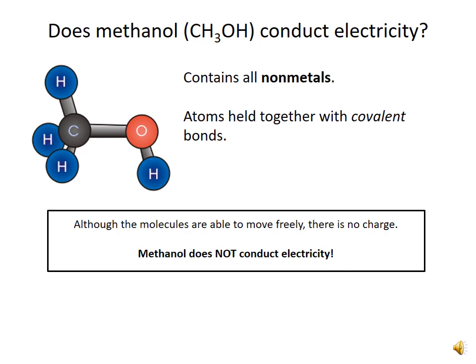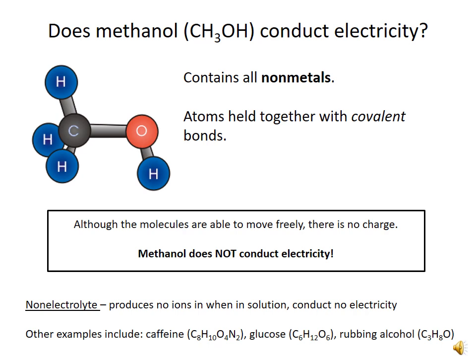So in the case of methanol, the molecules are freely able to move, similar to when we're looking at pure water, but methanol itself is not charged. So methanol, when it's placed in water, does not conduct electricity. This type of compound that does not conduct any electricity is called a non-electrolyte. It produces no ions when it's in solution, therefore it conducts no electricity, and we could certainly put pure water into this category. Other examples of non-electrolytes are caffeine, glucose, and rubbing alcohol.